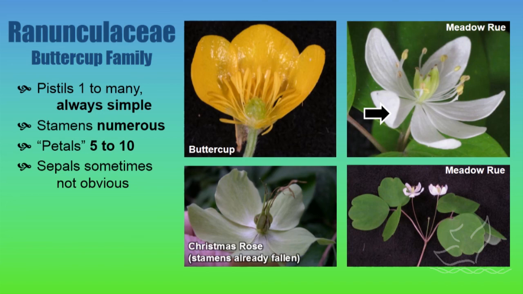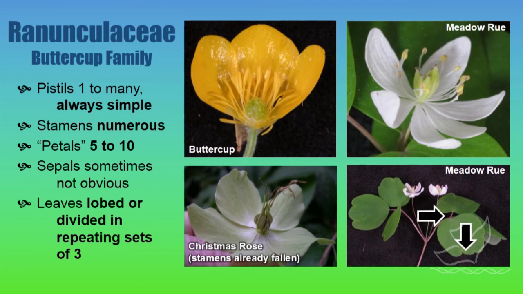Okay, the leaves are lobed or divided in repeating sets of 3. So you have a leaf that, if it's compound, will have 3 major parts to the compound leaf, and then each of those leaflets might be divided again into 3 more leaflets. Or you can have maybe a leaf that is simple but has 3 deep lobes, and each of those lobes has 3 major teeth, that sort of thing. So repeating sets of 3.